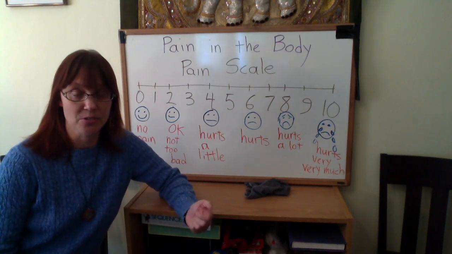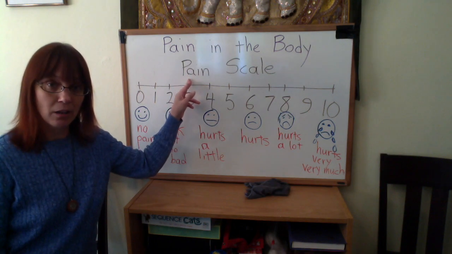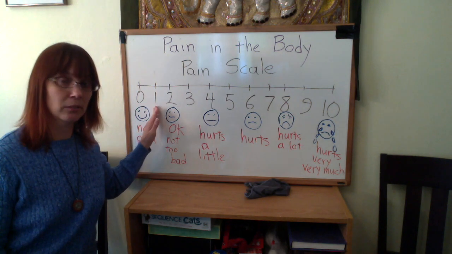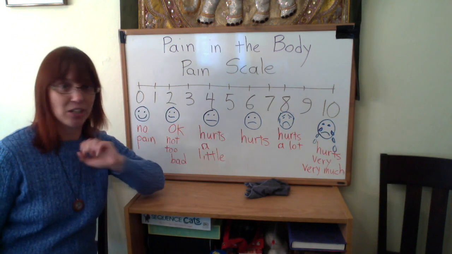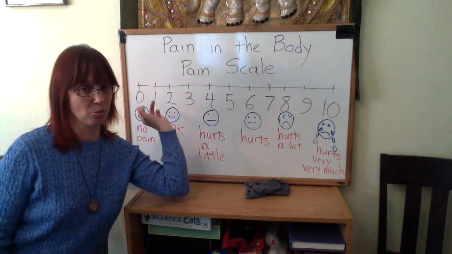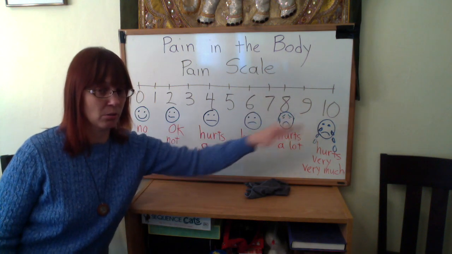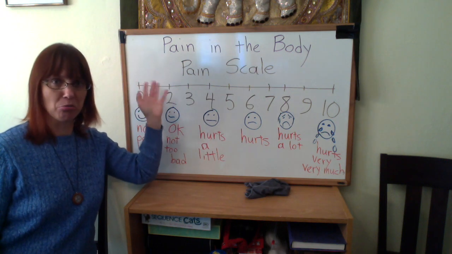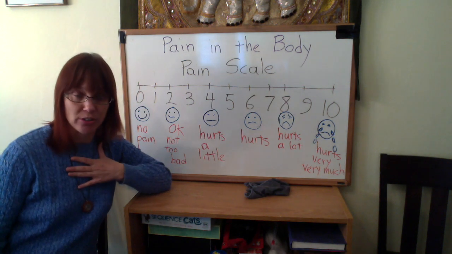So the doctor asks, how is the pain on a scale of 1 to 10? He or she wants to know what number is your pain. If it's very, very bad, maybe over here. If it's not so bad, maybe over here, 2 or 3. And the doctor can use that information to help you.